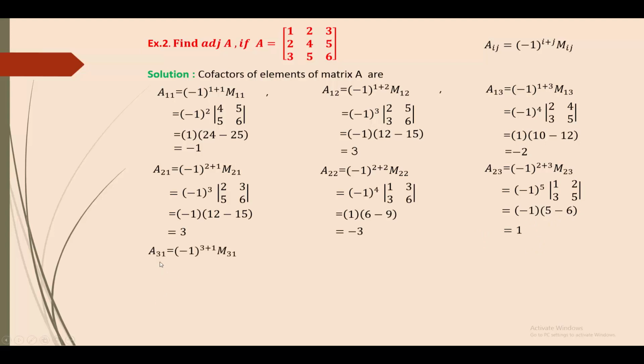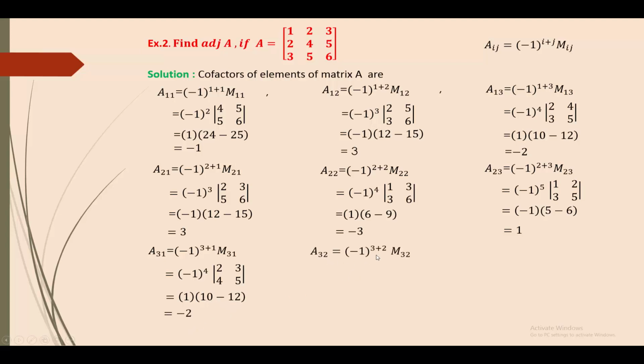Now A31. A31 is minus 1 raised to 3 plus 1 times M31, equal to minus 1 raised to 4 into minor M31, obtained by deleting the third row and first column. So determinant 2 3 4 5. Minus 1 raised to 4 is plus 1. Now expansion, this product minus this one: 5 twos are 10, minus 12 is minus 2.